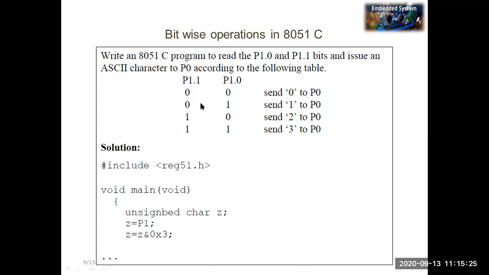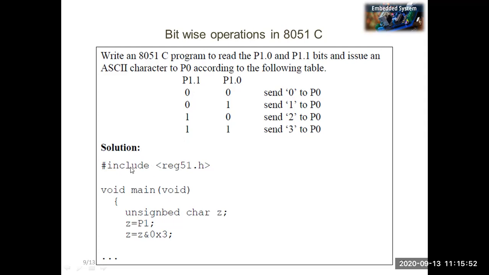So if these bits P1.0 P1.1 are 0 1, then send ASCII code of number 1 to port 0. Similarly, if these bits are 1 0, then send ASCII code of number 2 to port 0, and if these two bits are 1 1, then send ASCII code of number 3 to port 0. This is the program.